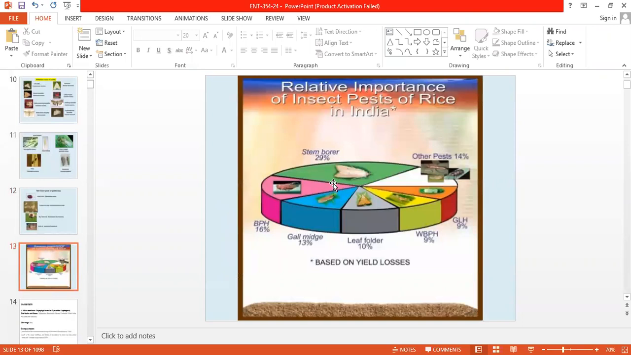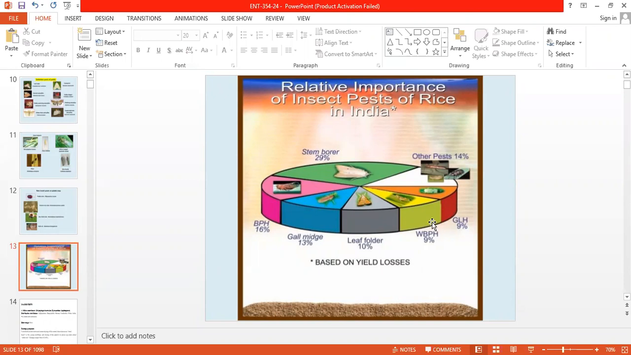The next is the contribution of various insect pests as well as non-insect pests in the losses of rice. The major contribution is 29% by stem borer, then 16% yield loss due to brown plant hopper, then 14% yield loss in paddy due to non-insect pests or other pests, then 13% due to gall midge or gall fly, then 10% yield loss due to leaf holder, then 9% due to white-backed plant hopper, and 9% due to green leaf hopper. So these are the major economic losses due to stem borer, foliage feeders or defoliators, and sucking pests.